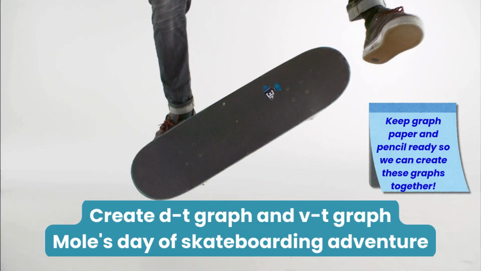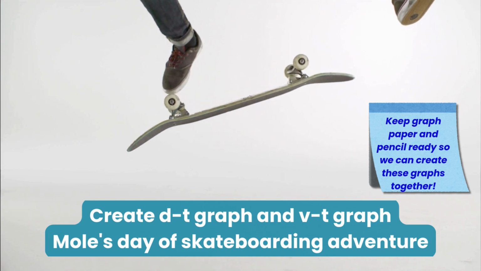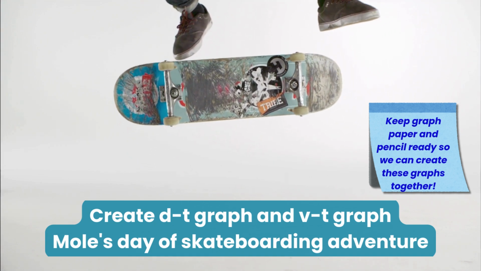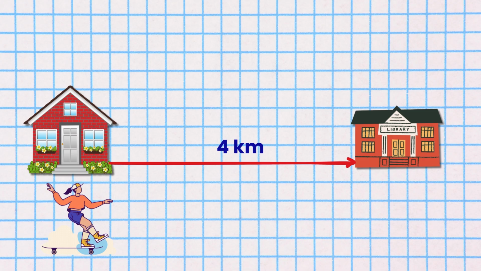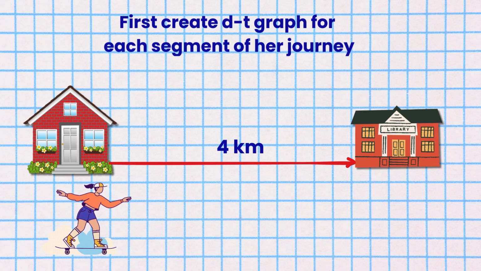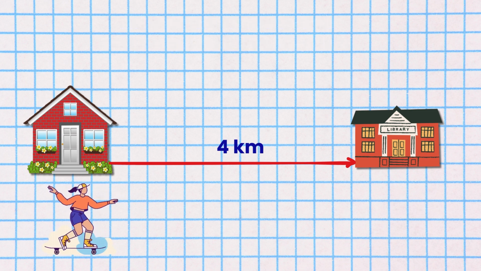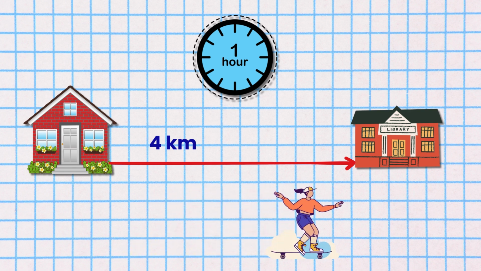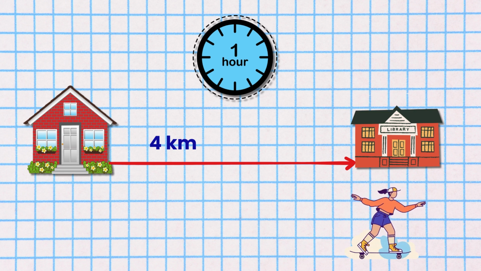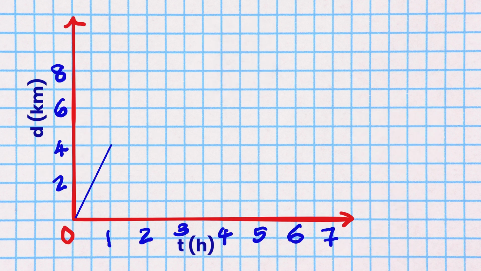So let us create a position time graph and a velocity time graph for this scenario, Mole's day of skateboarding adventure. First, let us represent each segment of Mole's journey on a position versus time graph. Mole skateboards from her house to the library, which is 4 kilometers away, and arrives there in 1 hour. Here is the position time graph for this segment of the journey in blue.